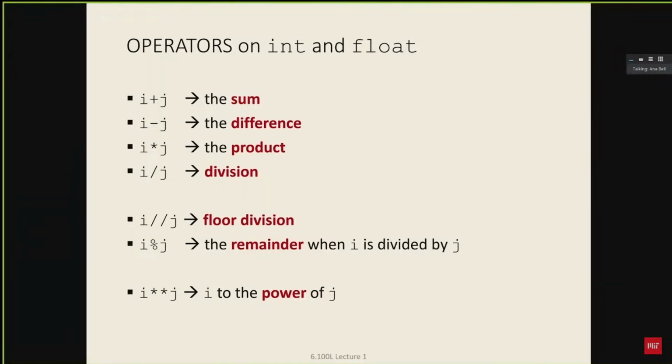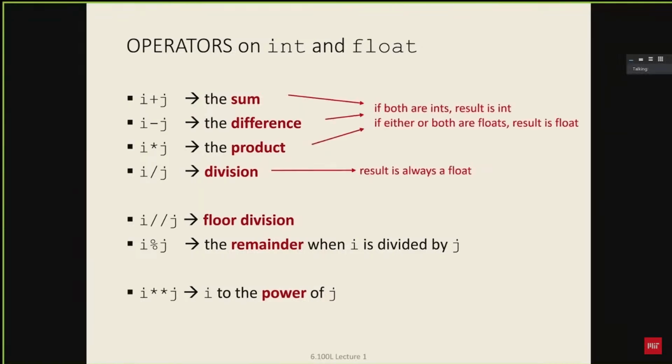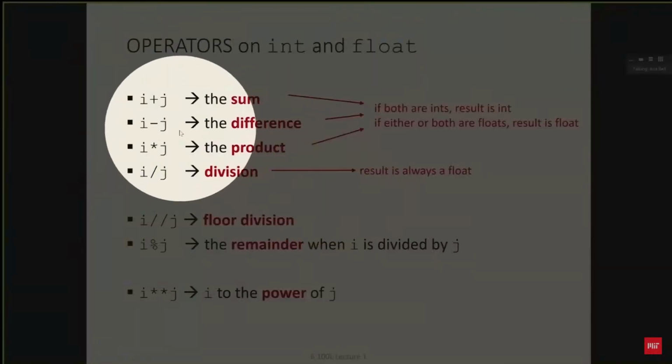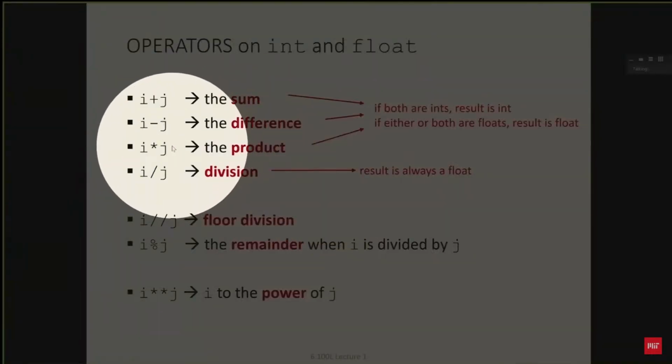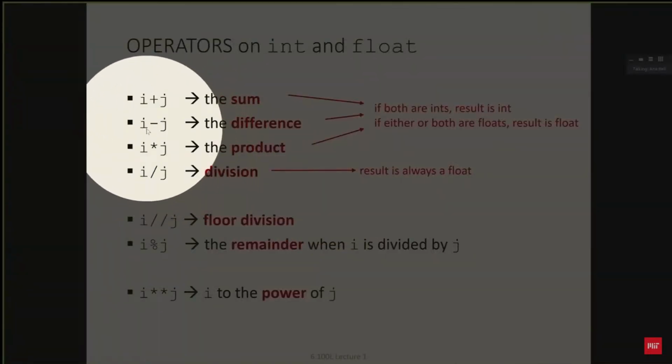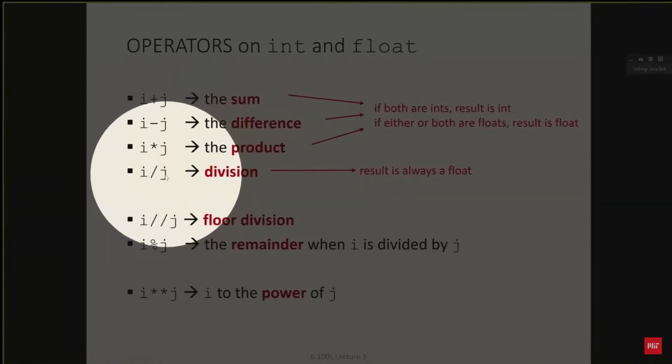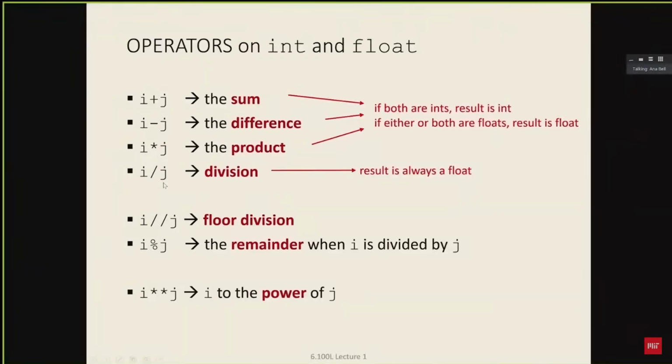But there are some rules for the resulting types when we do operations. So when we do operations with numbers, addition, subtraction, and multiplication always yield an integer if both of the operands are integers. If one is a float or both are floats, then it gives me a float. Division is different. No matter what types you divide, you'll always get a float.